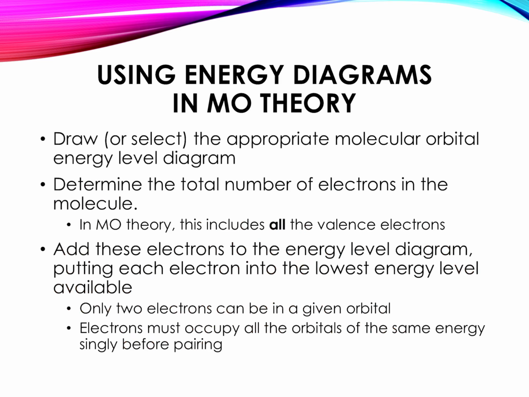So you're going to draw or select the appropriate molecular orbital energy level diagram. Again, select the one that has them in the right order. And then you're going to determine the total number of electrons in the molecule. Again, this is going to be all of the valence electrons. And then you're going to add these electrons to the energy level diagram, putting the electrons in the lowest energy level first before we go on to the next and to the next. And again, electrons must occupy all the orbitals of the same energy singly before pairing. So one electron in each before any get two when we get to degenerate orbitals.